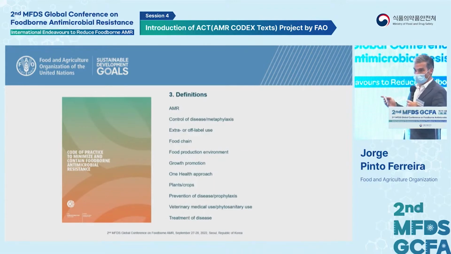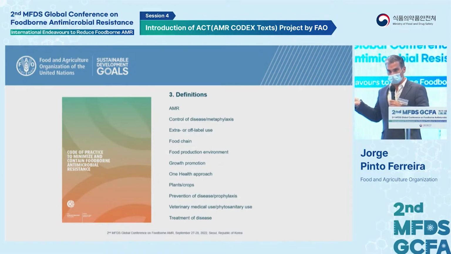In the definitions, I will not get into the detail, but this is just to introduce which definitions you can find in this document. There is, of course, a definition of AMR and everything else. What does it mean in the code of practice? The extra-label use, the food chain, food production environment. We heard from Louisa this afternoon about the environment. The definition of growth promotion, the definition of One Health. And then you have the prevention of disease, veterinary medical use, and phytosanitary use.